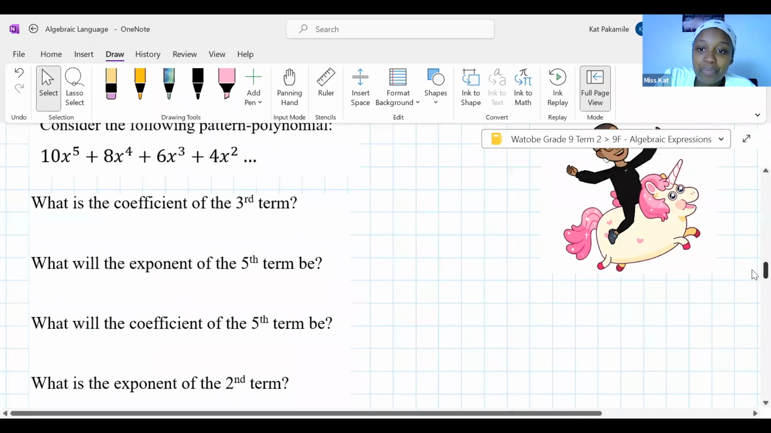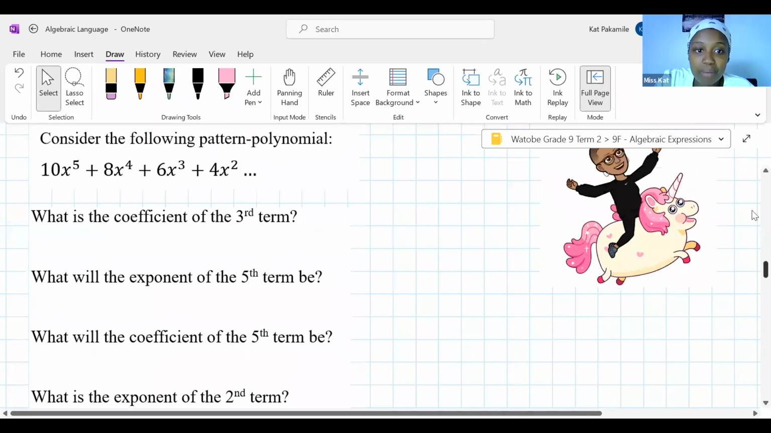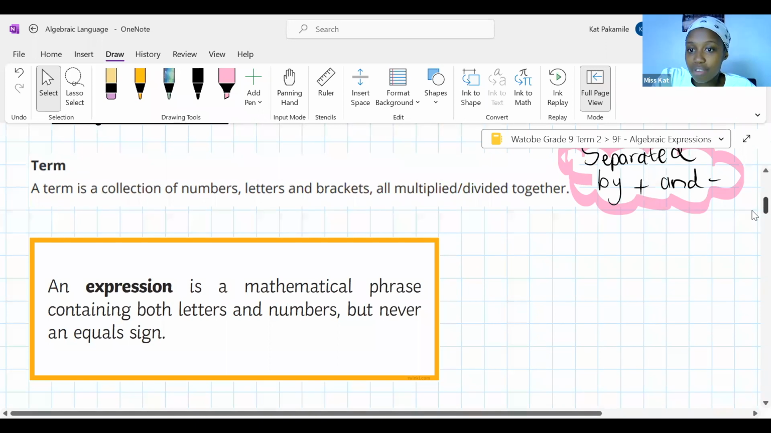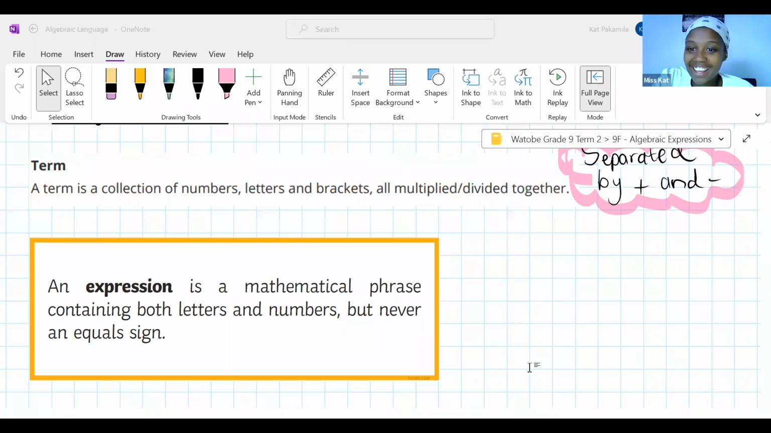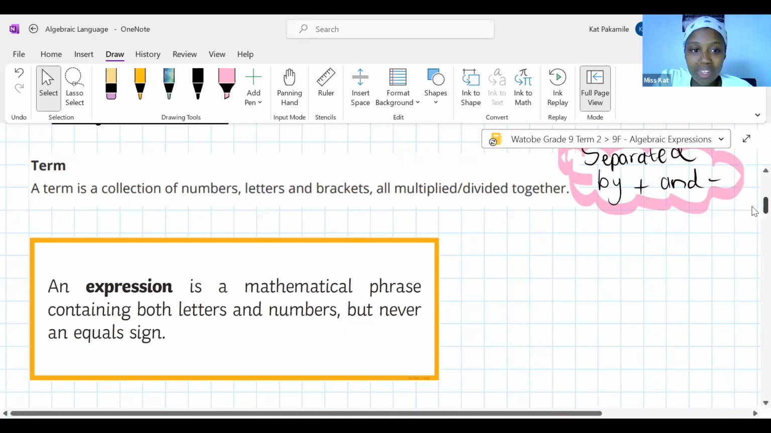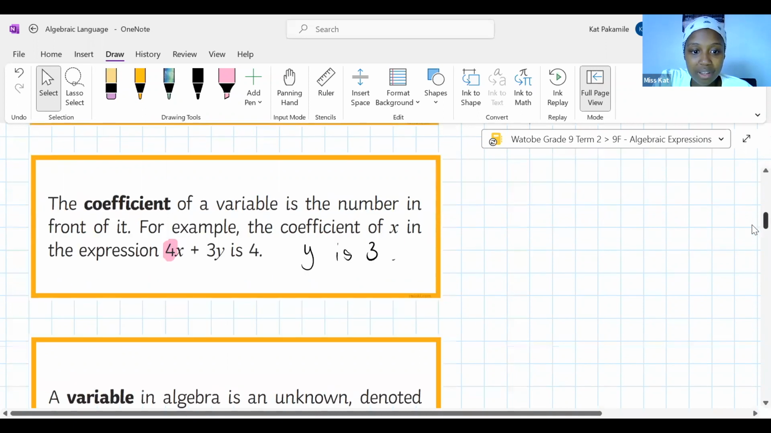Okay. Oh, the definitions. Okay, let me give you a few seconds to screenshot this. Okay, here are the next two.